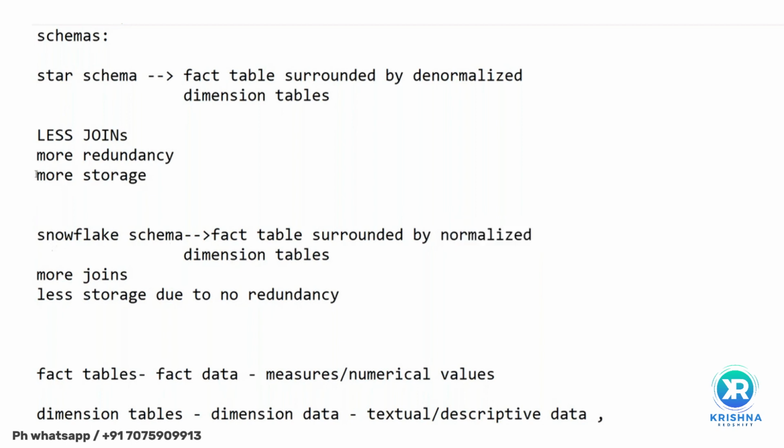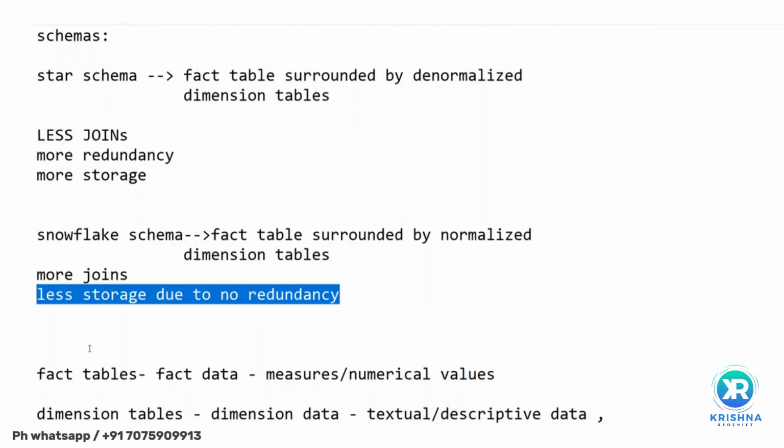Okay, cool. Since in star schema dimension tables are denormalized, you don't have to join them to get whatever data you want. So you will have fewer joins, but since all the data will be present in only a few tables, there will be more redundancy, which means it will occupy more storage. But in snowflake schema, since tables are further divided, you need to join them to get the desired data. So there will be more joins, but since it avoids redundancy, it will occupy less storage.